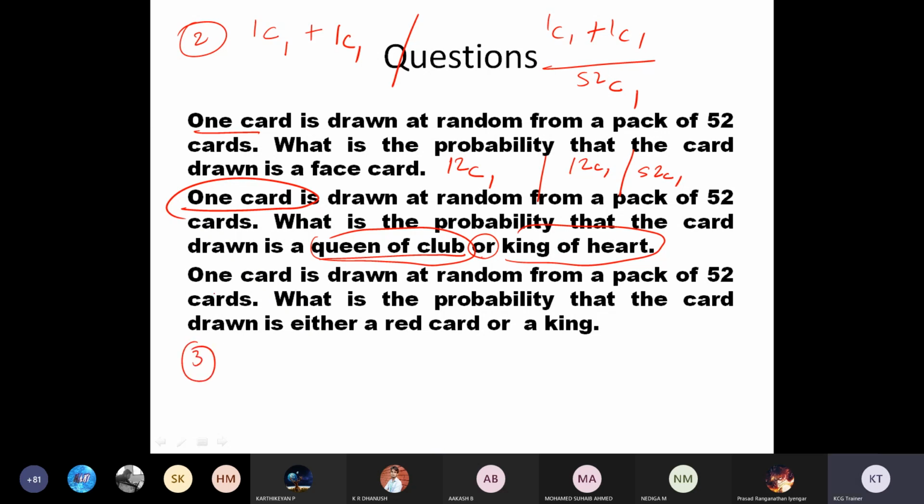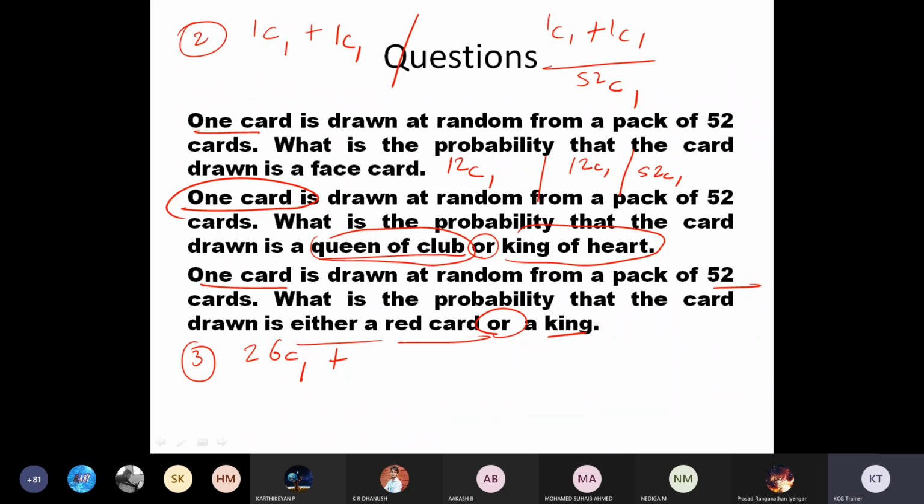Third question. Again, select one card from a pack of 52 cards. What is the probability that the card is either a red card or a king? How many red cards? 26 red cards. From that, select one. Or means plus. How many kings are there? Totally 4 kings. Out of the 4 kings, 2 kings are already included in the 26 red cards. Which are they? The king of heart and the king of diamond are already included in the 26.